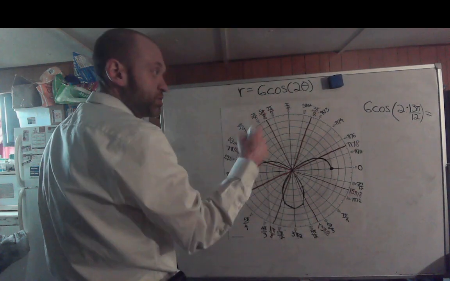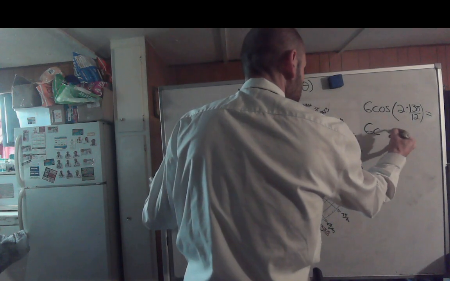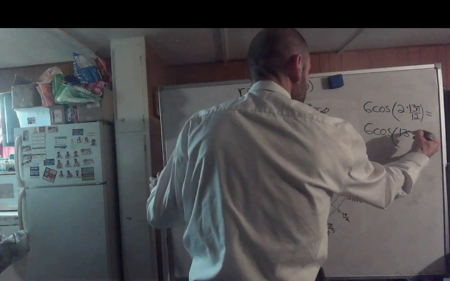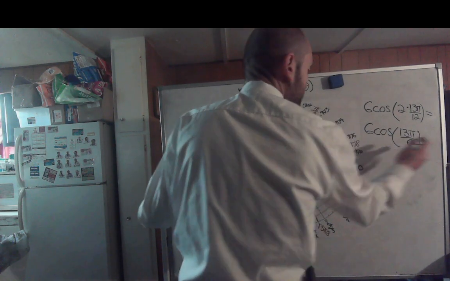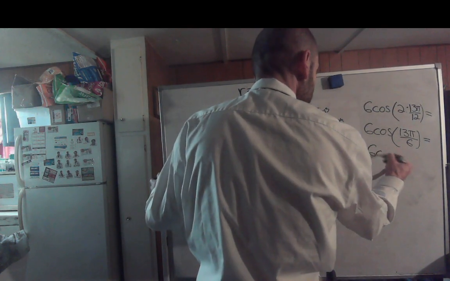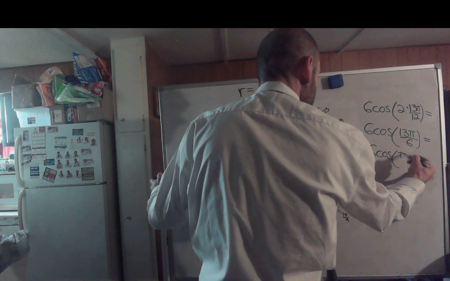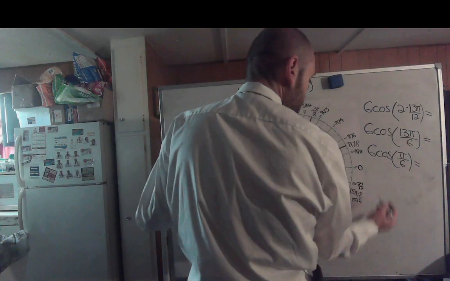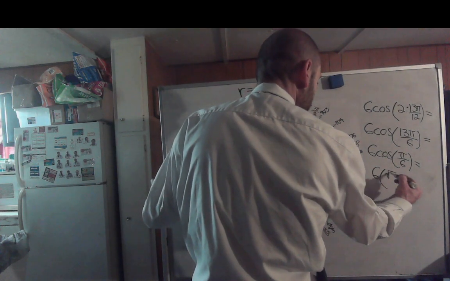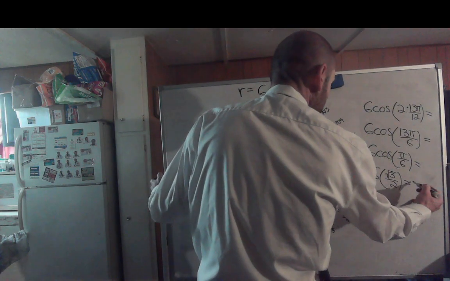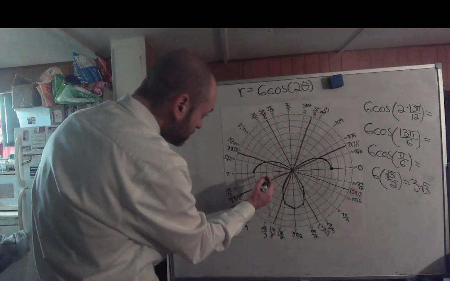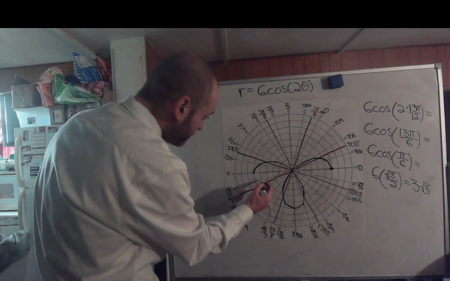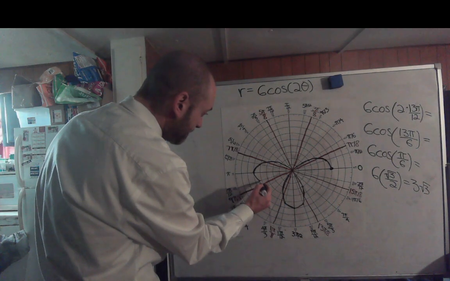Well, what is 2 times 13 pi over 12? That's 6 times the cosine of 13 pi over 6, which we know is over 2 pi. If you subtract 2 pi from that, you'll get something identical to 6 times the cosine of pi over 6, which would give you 6 times the square root of 3 over 2, which would be 3 times the square root of 3, which would put you a little bit over 5 again. So you're coming this way.